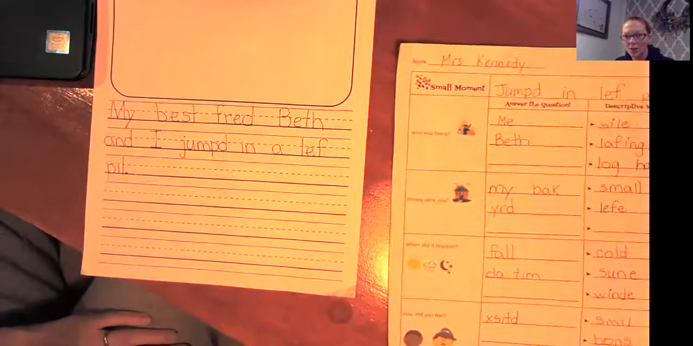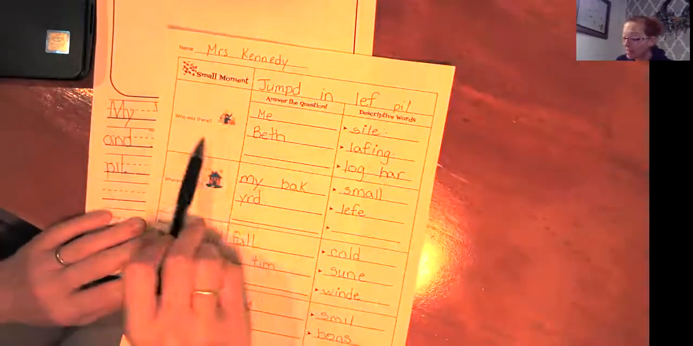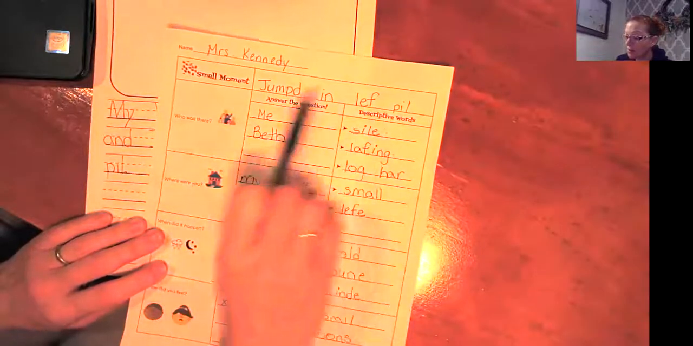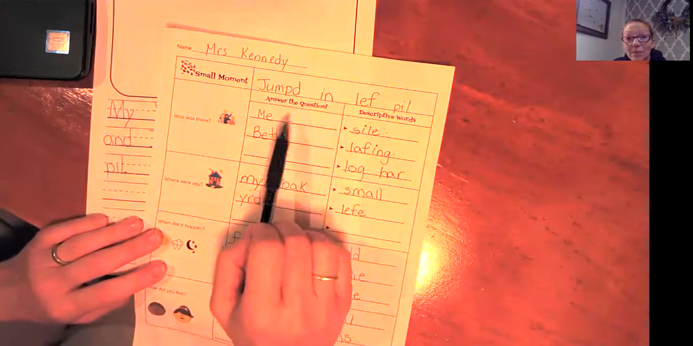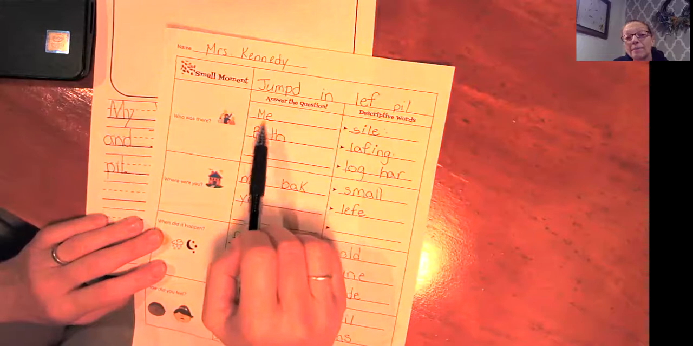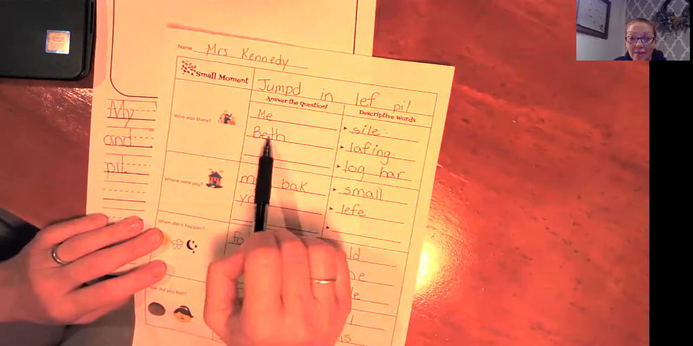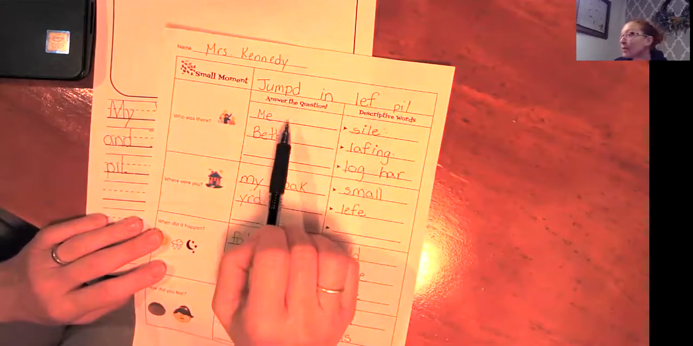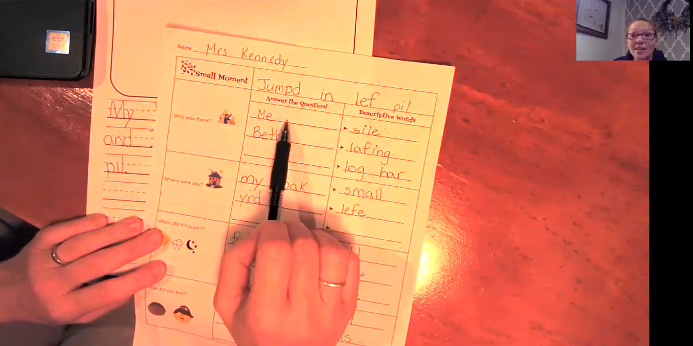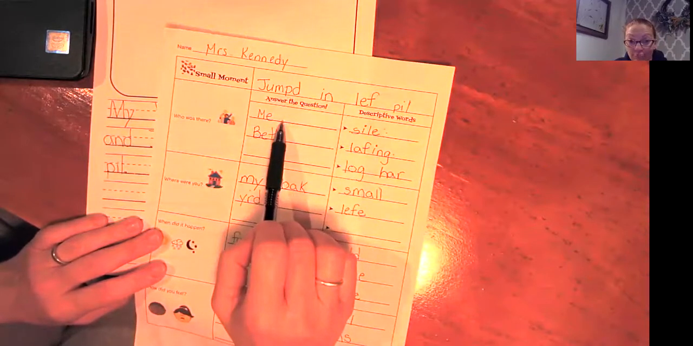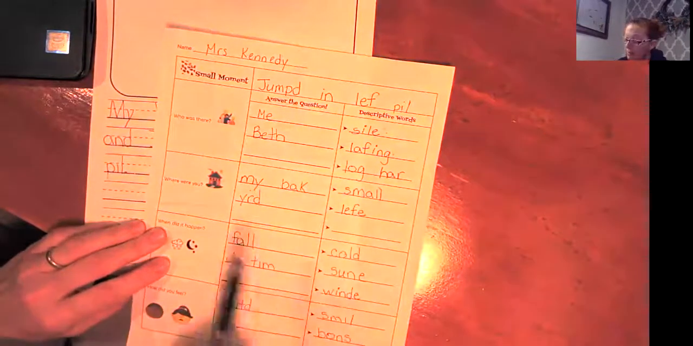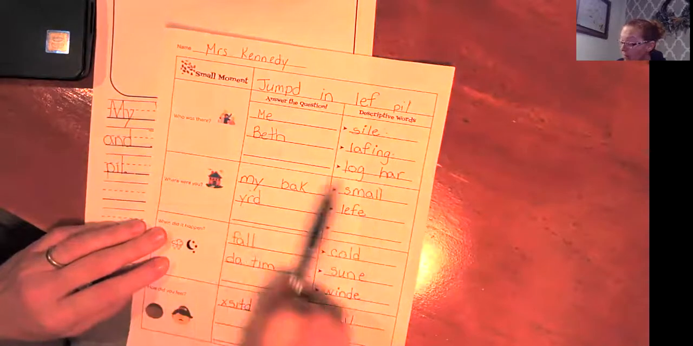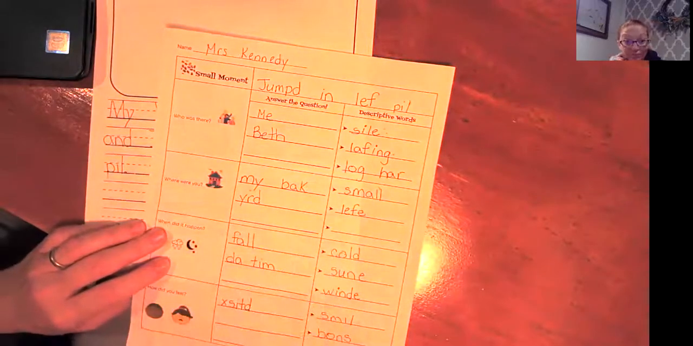Nice job. So your first job is to write a sentence about who was there and what you were doing. So whoever was with you, where were you or what were you doing? Right. My friend Beth and I jumped in a leaf pile. My cousin and I went to Altitude. Right. Make sure you use the names when you're doing it. So now we're going to write a sentence about where we were.